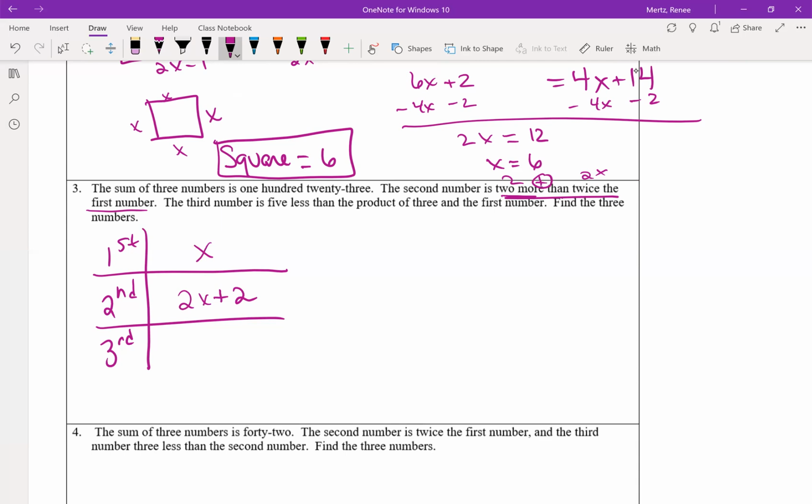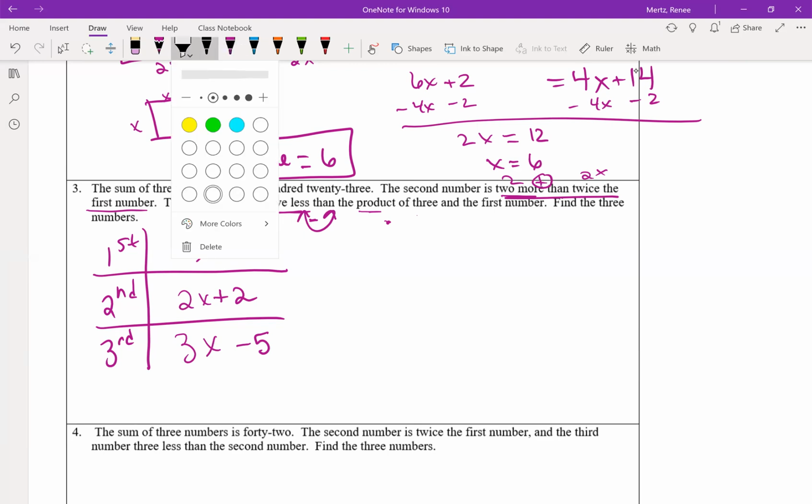The third number is 5 less than, put the arrow, switch the order. That means it ends in -5. The product means to multiply 3 and the first number. So 3x minus 5. The sum of the three numbers is 123.